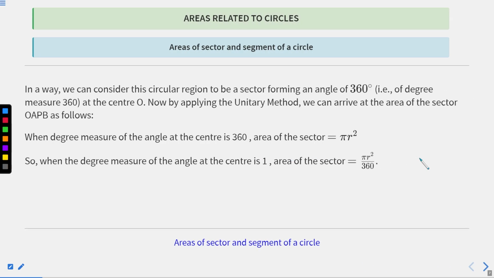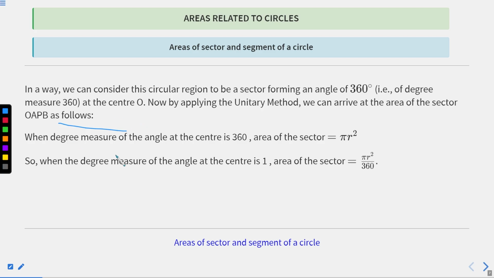Now in a way we can consider the circular region to be a sector forming an angle of 360 degrees, that is, a degree measure of 360 at the center O. By applying the unitary method, we can arrive at the area of the sector OAB as follows. We actually want to form a formula for finding the areas of the sector and segment of the circle.